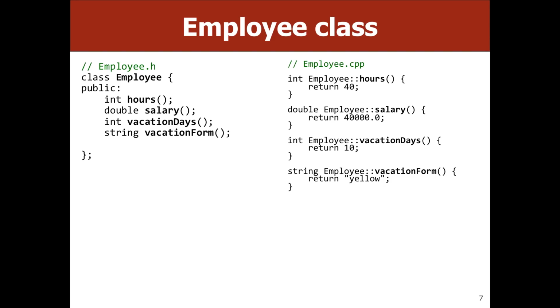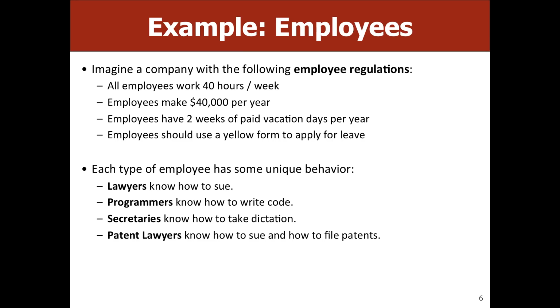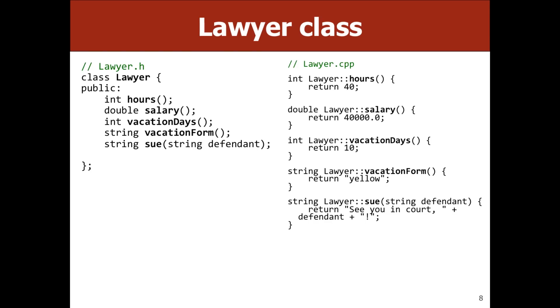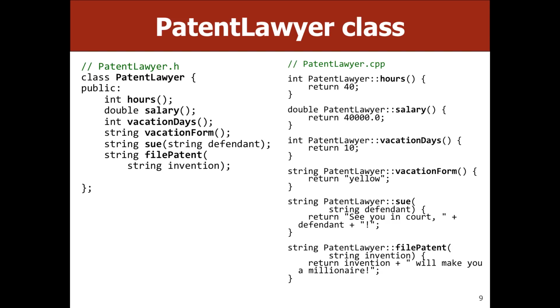I won't code up all of the employee class because it's not that interesting, right? You have these hours, salary, etc. This would be our class definition. Okay. Then you can imagine our lawyers can have all the same behavior and they know how to sue. So let's write a lawyer class. Okay? And our patent lawyers do everything employees can do. They know how to sue and they know how to file patents. So let's write that. Does anybody see any problems with these classes?